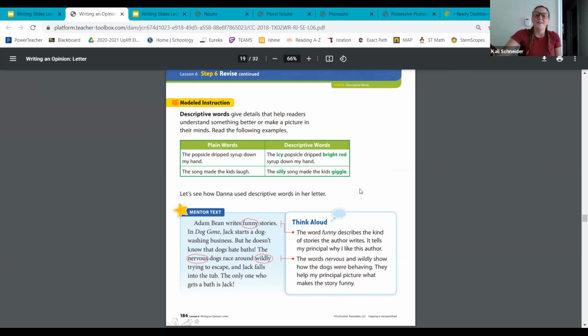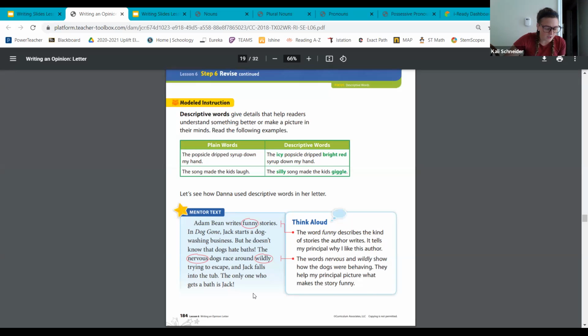All right. So let's go ahead and see how Dana used descriptive words in her letter. Let's read it together. Adam Bean writes funny stories. In Doggone, Jack starts a dog washing business, but he doesn't know that dogs hate baths. The nervous dogs race around wildly, trying to escape, and Jack falls into the tub. The only one who gets a bath is Jack.